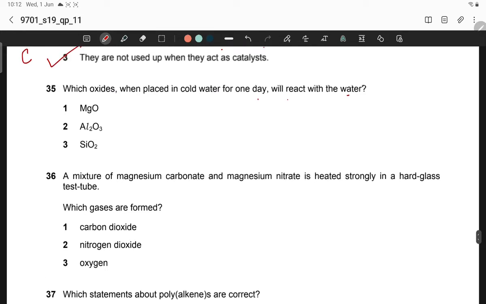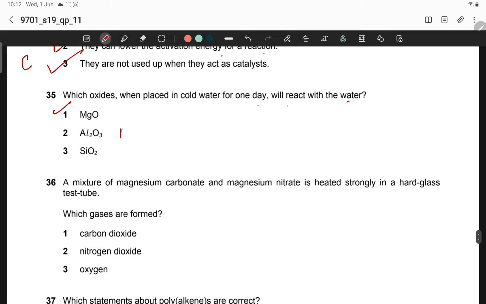So magnesium oxide is correct. It is insoluble, and it is also insoluble. Do not react with water. So this is incorrect. If one statement is correct, then the option is D.